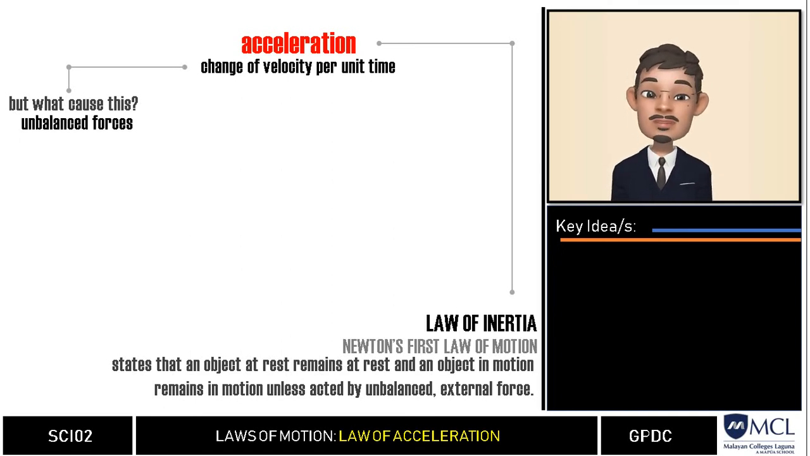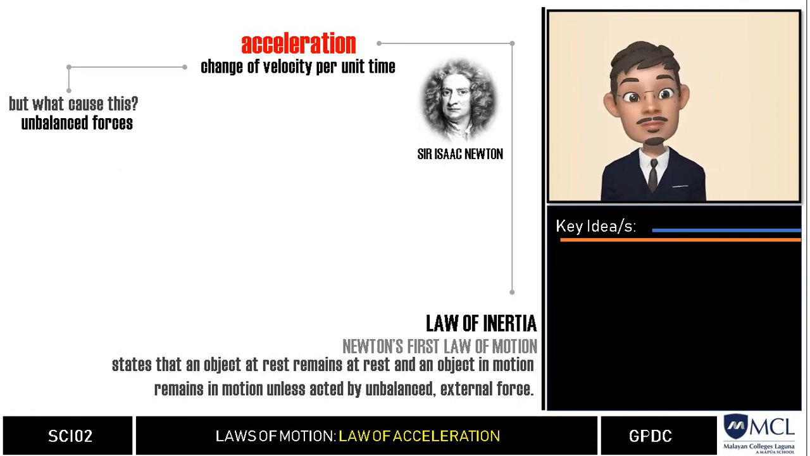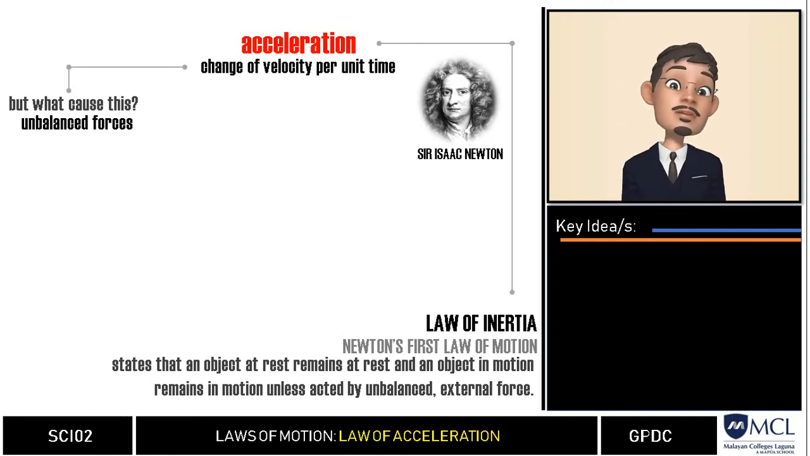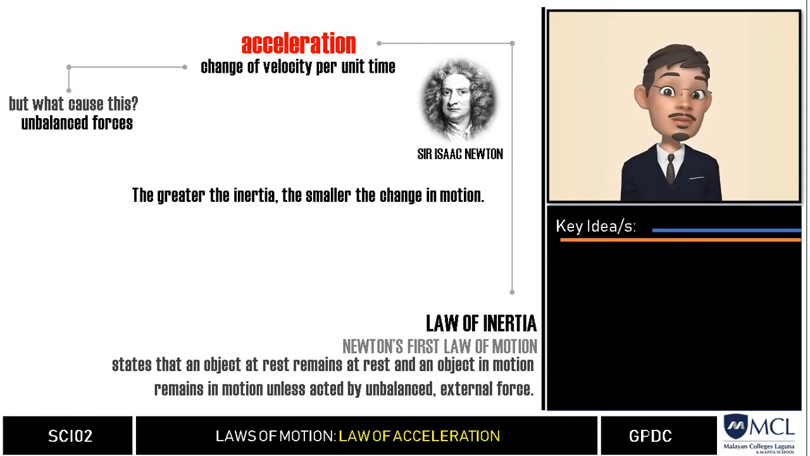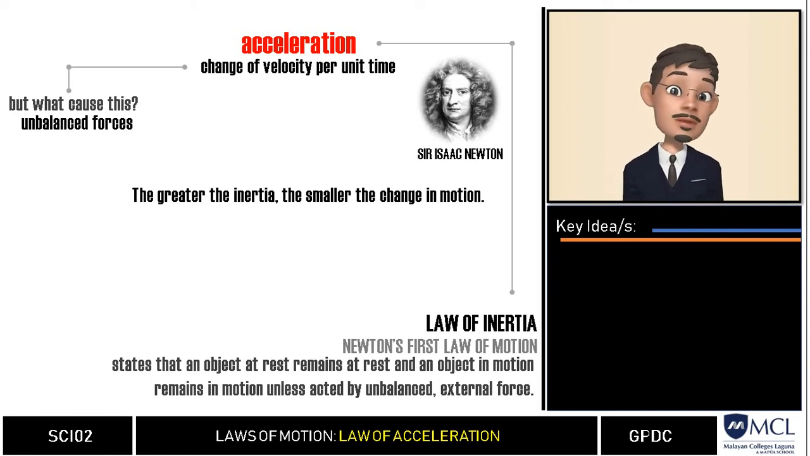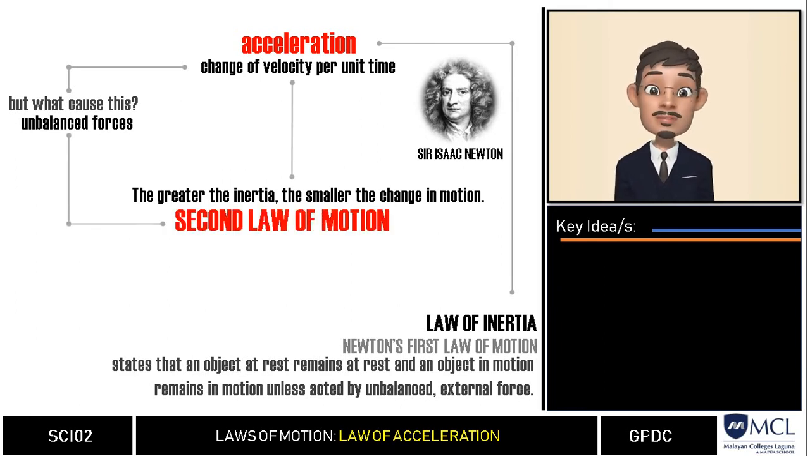Our scientist Newton was very much aware of this, so he related acceleration to inertia or mass. We can remember that inertia is the tendency not to undergo a change in motion. A reasonable assumption is that the greater the inertia or mass of an object, the smaller the change in motion when force is applied. Such observation became a law and eventually named as Newton's second law of motion.